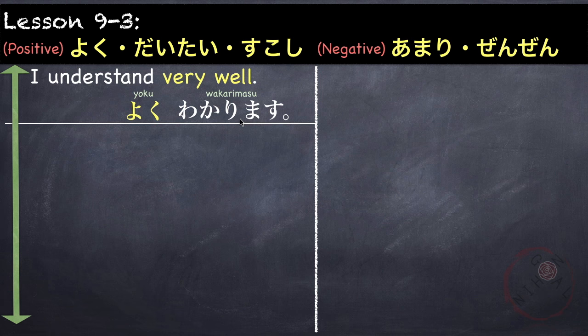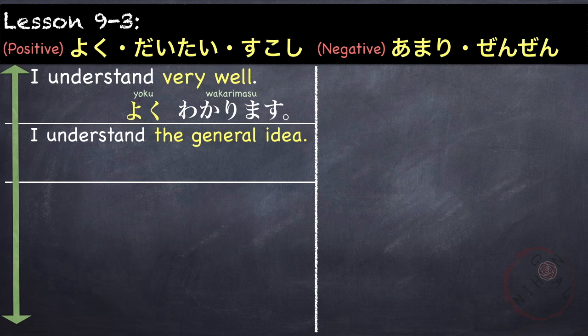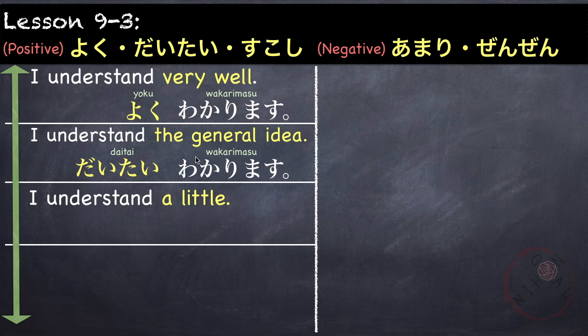So it's like saying, I understand 100%. Lower than that is, I understand the general idea, not 100%, but most of it. Most of it, or roughly, is daitai. Daitai わかります。I understand about 70 to 80%. Next is 少し, a little. 少しわかります。About 30 to 20%. These are all used in the positive form of the verb, understand.